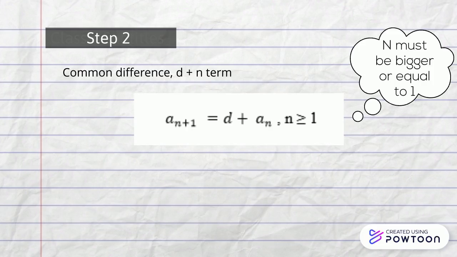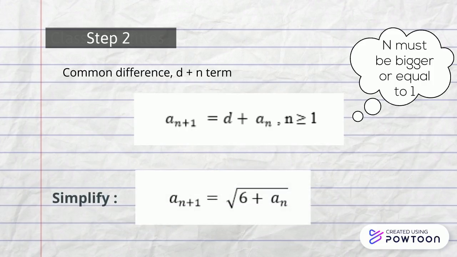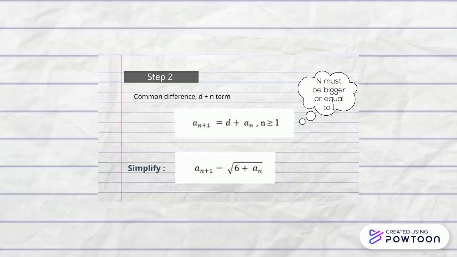Step 2, the recursive formula is actually common difference d plus the n term. So here what we will get is the n plus 1 term is equal to d plus the n term, and n must be bigger or equal to 1. We simplify it and we will get square root of 6 plus the n term.